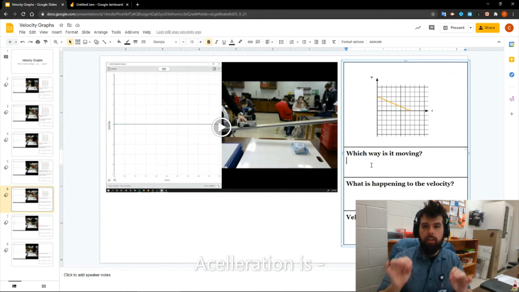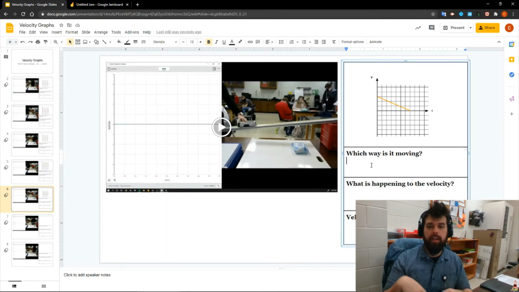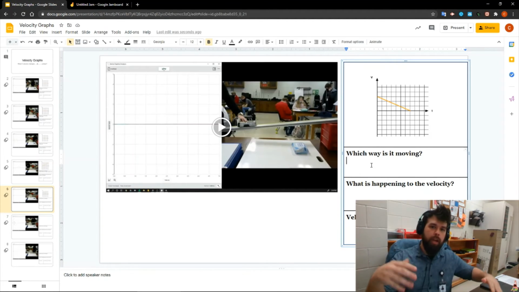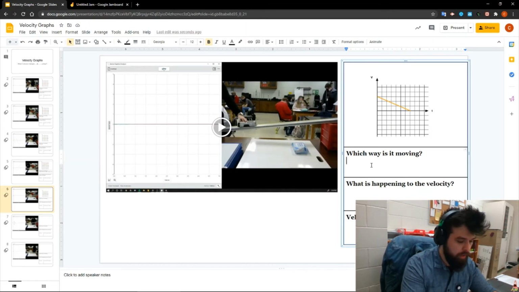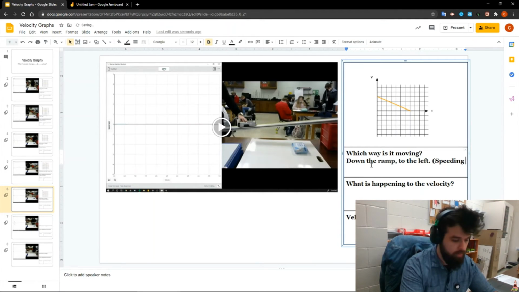Well, on the part of this graph that I have specified, it's moving down the ramp and to the left. So down the ramp, to the left. And in parentheses, I'm going to say speeding up.